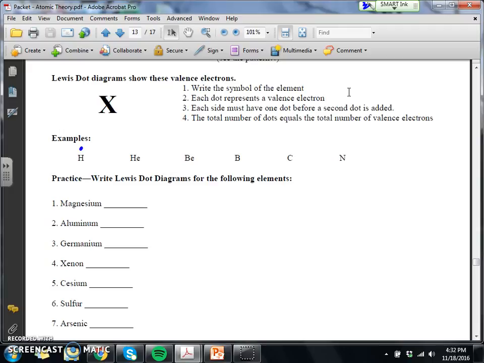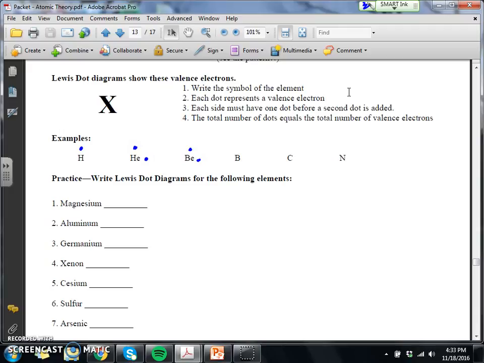Helium is in column 18, which means that you would think it would have 8, but helium only has 2 total electrons, so it actually only has 2. Okay, helium is a little bit of a tricky one there. Beryllium is in column 2 as well, and it has 2 valence electrons.